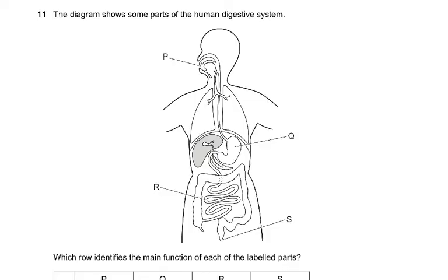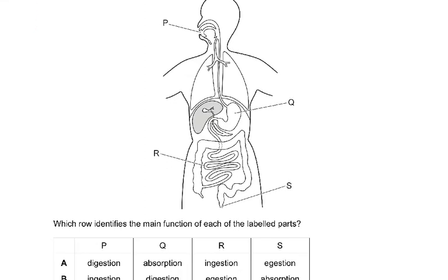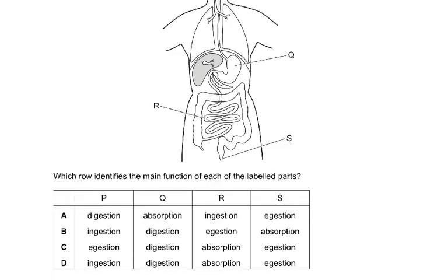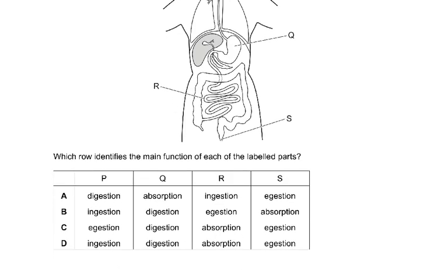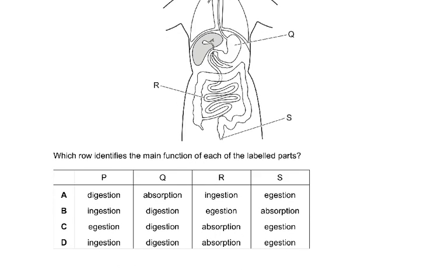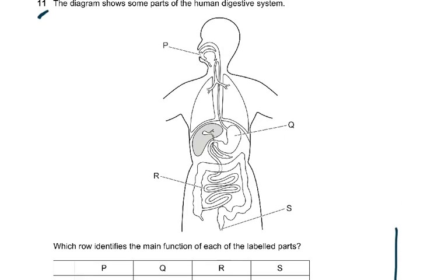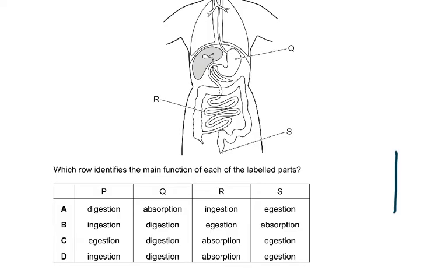Question number 11. The diagram shows some part of the human digestive system. P is the mouth, so ingestion. Q is the stomach, where there's going to be digestion. R, where there's going to be absorption. And S, where there's going to be egestion. Which row identifies the main function of each of the labeled parts? So we know that it is ingestion, digestion, absorption, and egestion. So the answer is D.